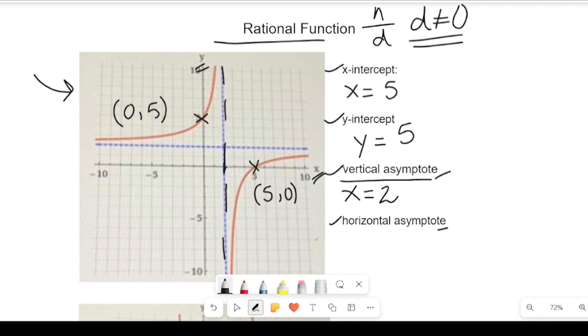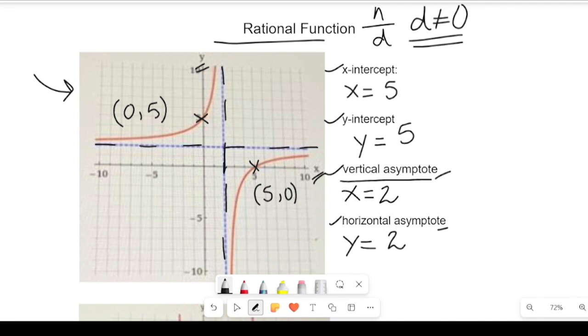Now let's find the horizontal asymptote. The horizontal asymptote is the value of y that our curve cannot reach. Let's find it using the graph. This is the horizontal asymptote, where y is equal to 2. So our y cannot be 2 either. That's where our graph is forming an asymptote.